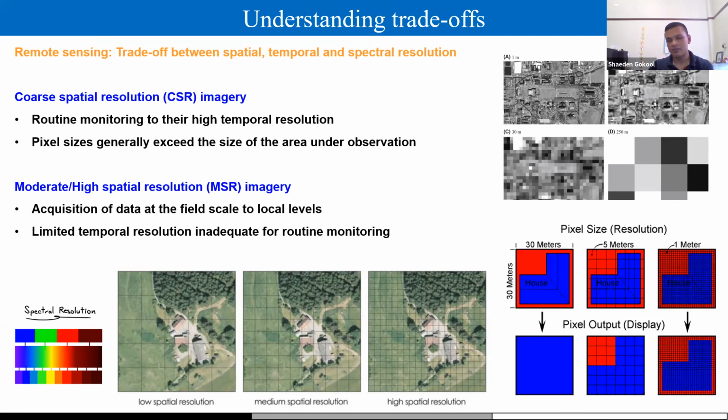The challenge that comes about with moderate spatial resolution imagery is that they are limited in their temporal resolution. So they're not frequently available. Data sets such as Sentinel and Landsat. Sentinel is available every 5 days. Landsat is available every 16 days.